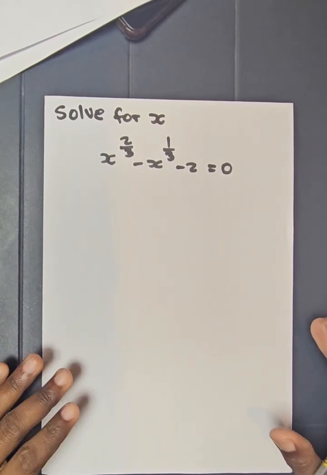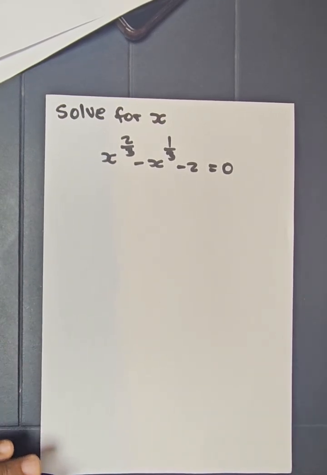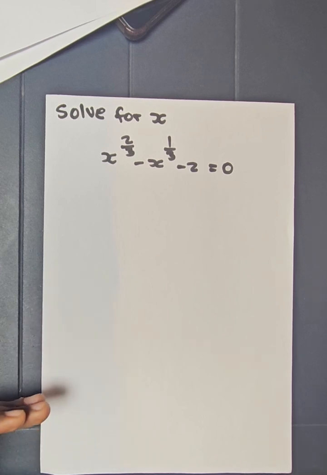Well done. Here we got solving for x. And we have got x to the power of 2 over 3 minus x to the power of 1 over 3 minus 2 equal to 0. Yes. So we need to find the value of x.